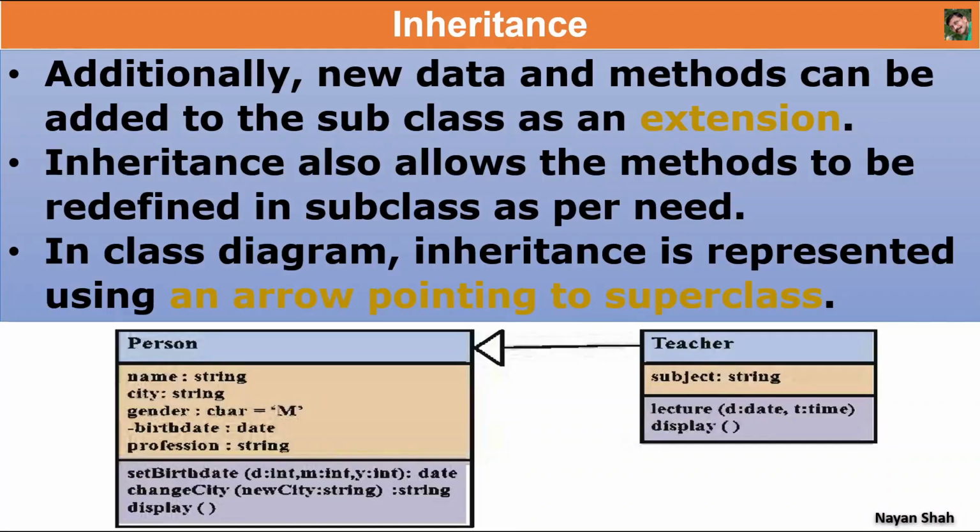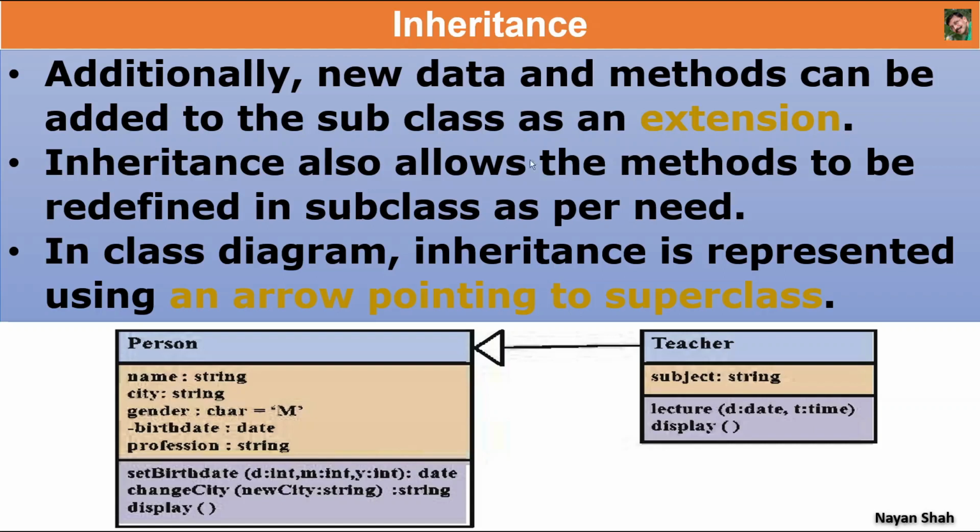Additionally, new data and methods can be added to the subclass as an extension. So inheritance also allows the method to be redefined in subclass as per need. If there is a method defined in parent class or base class, using inheritance in subclass, we can rewrite those methods with new features. So in class diagram, inheritance is represented using an arrow pointing towards superclass.